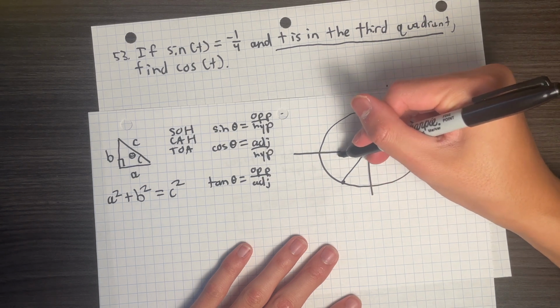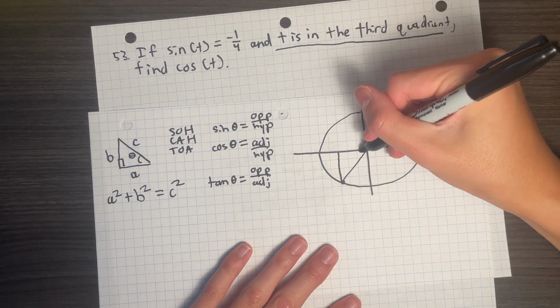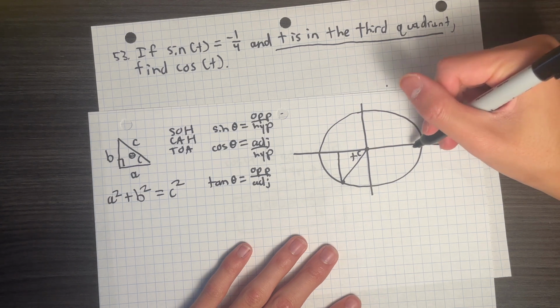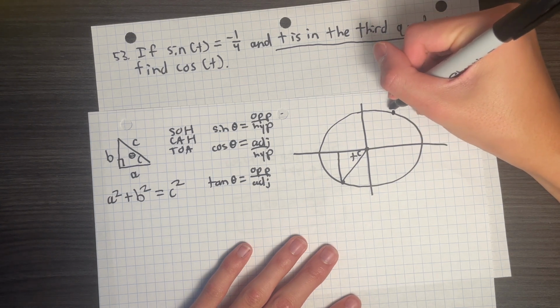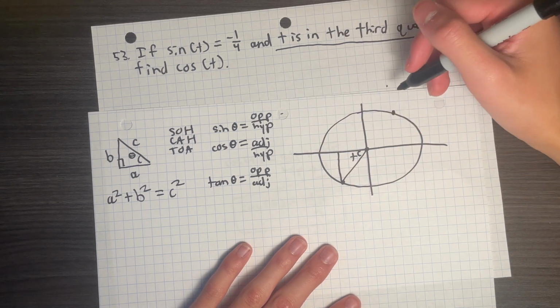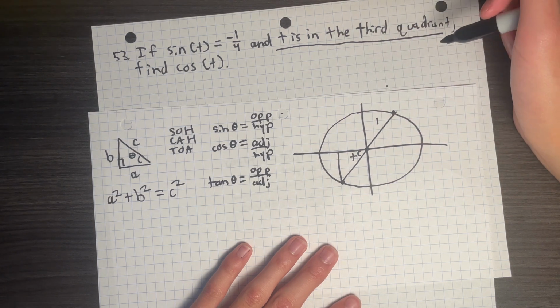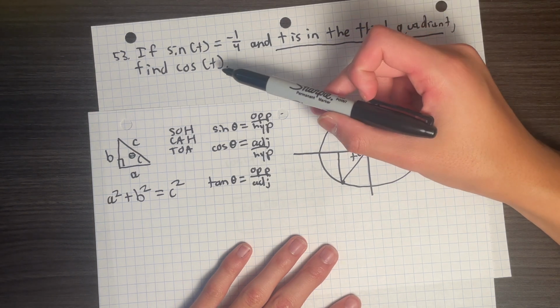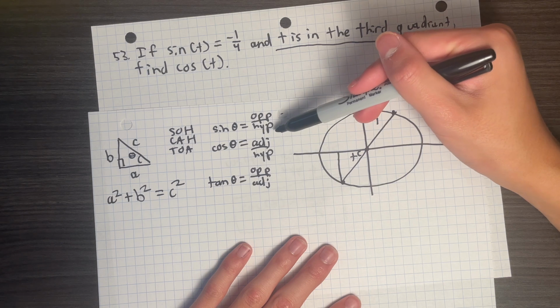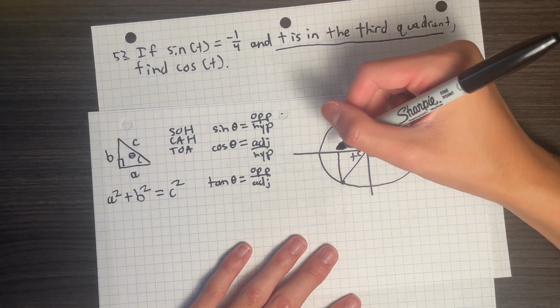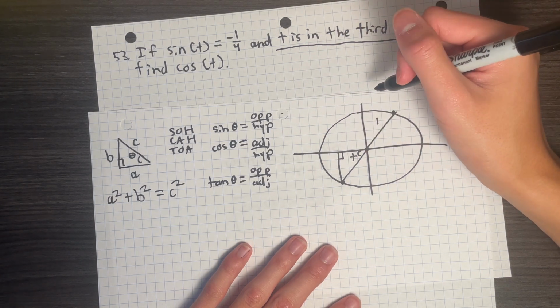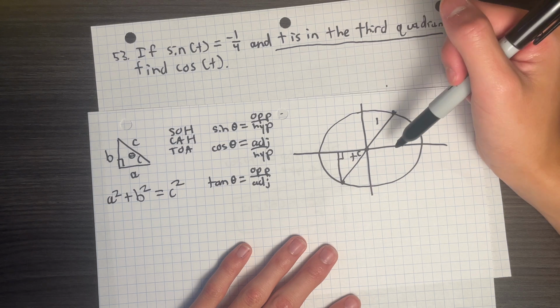This is not going to be accurate to the question because on the unit circle, as long as we're on the unit circle, the distance from that point to the origin over here is equal to 1. And in this case, if we look at our sine of angle t is equal to negative 1 over 4, our hypotenuse is not equal to 1. But I'm just sketching this in order to get the direction of our sides.